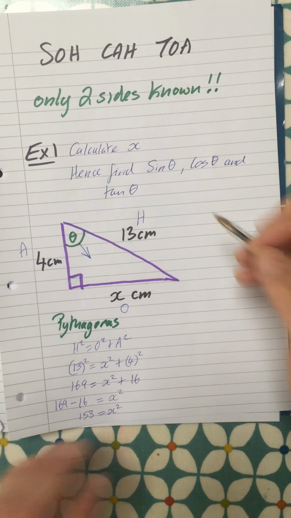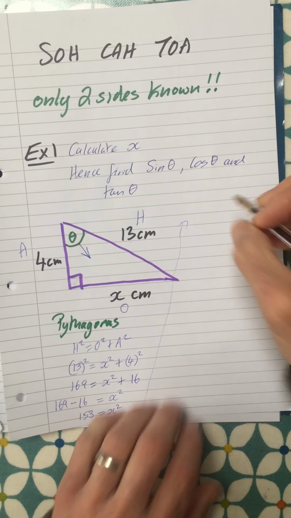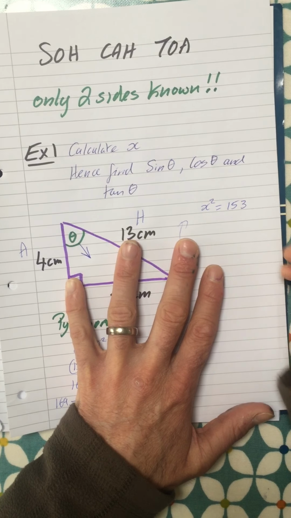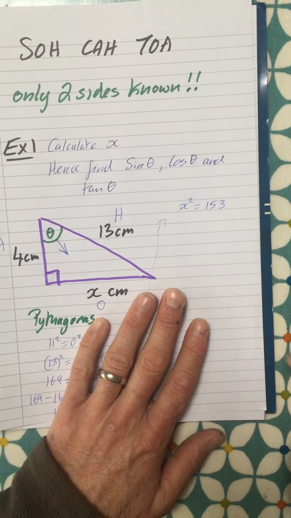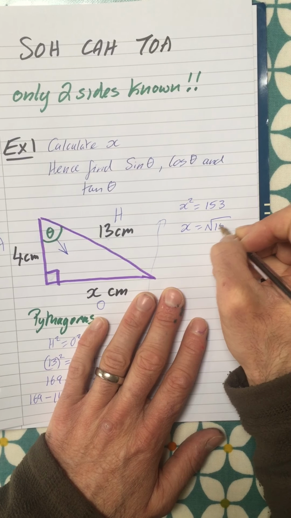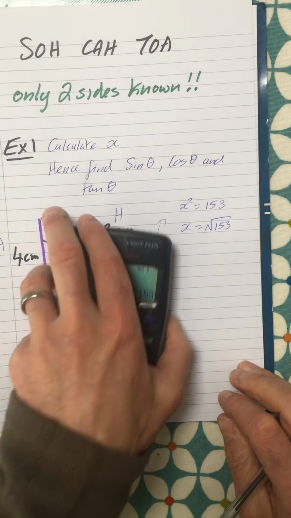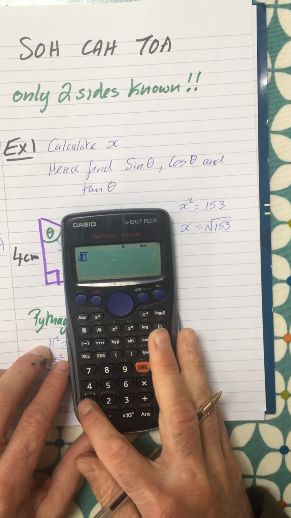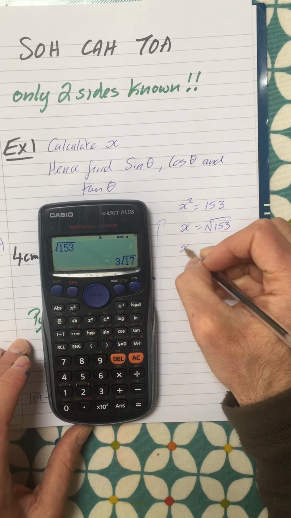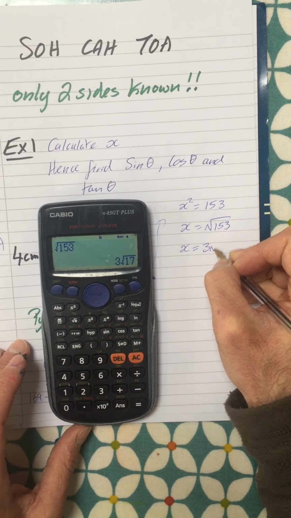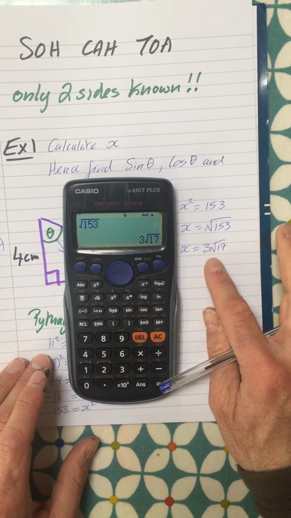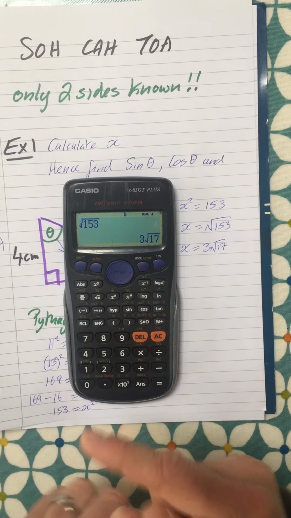Now, I'm going to rewrite this up here as x squared is equal to 153. Now, to get x, we get the square root of 153, and we'll put that into our calculator. Square root of 153 equals, and my calculator gives me a weird answer. It gives me 3 root 17. I'm going to use this weird answer. This is called surd form.